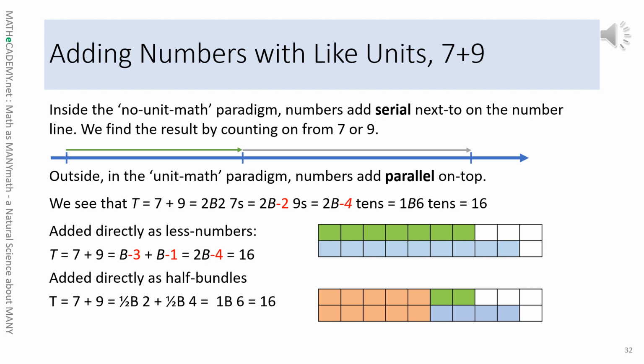Added directly as less numbers, t equals 7 plus 9, equals bundle less 3, plus bundle less 1, equals 2 bundle less 4, equals 16. Added directly as half bundles, t equals 7 plus 9, equals half bundle 2, plus half bundle 4, equals 1 bundle 6, equals 16.